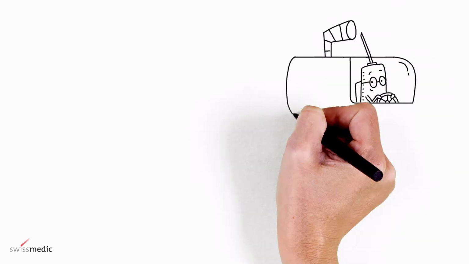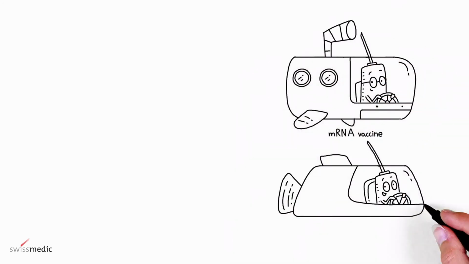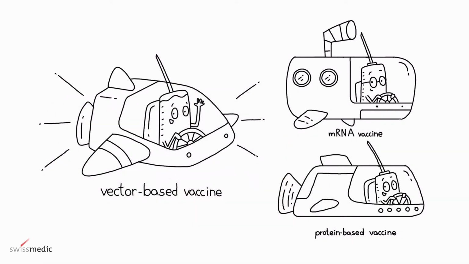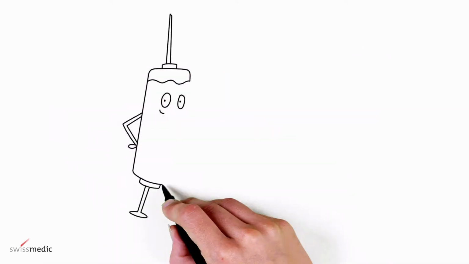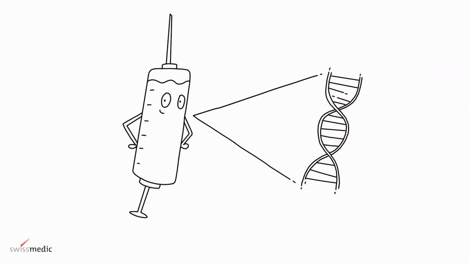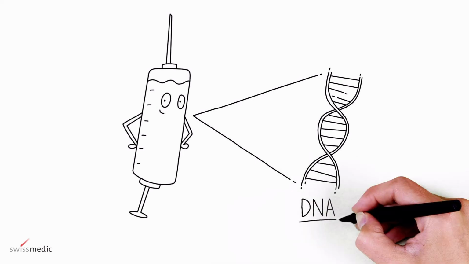A vaccine can protect a person against a disease-causing pathogen in a number of ways. Here we are going to see how a viral vector vaccine works. Administration of a vector vaccine provides our bodies with a genetic blueprint for the protein of a pathogen. This genetic blueprint consists of deoxyribonucleic acid, or DNA for short.